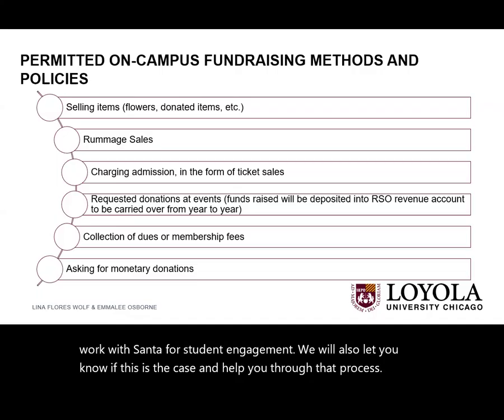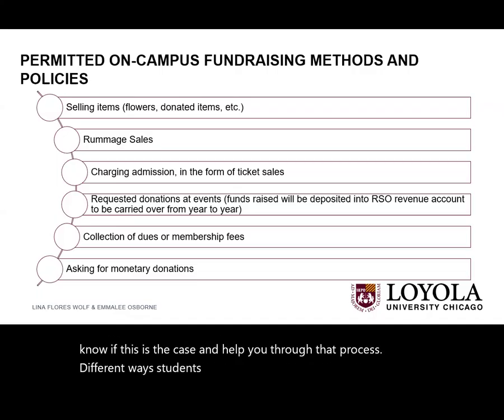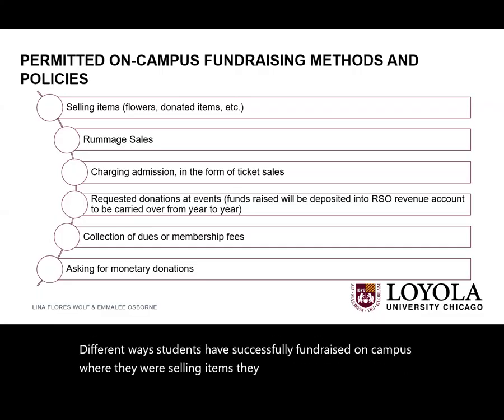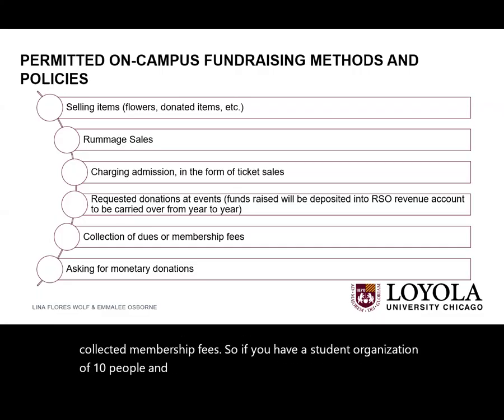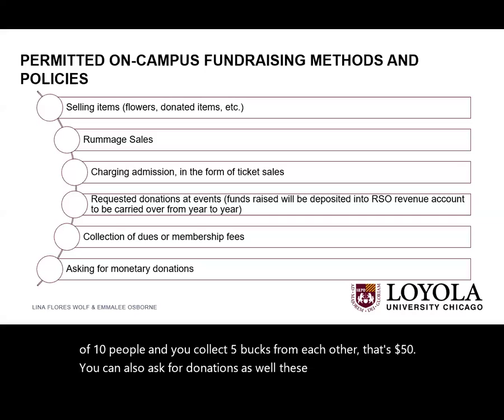Different ways students have successfully fundraised on campus: they were selling items, they had rummage sales. They also collected membership fees. So if you have a student organization of 10 people and you collect $5 from each other, that's $50. You can also ask for donations as well. These are all various ideas.